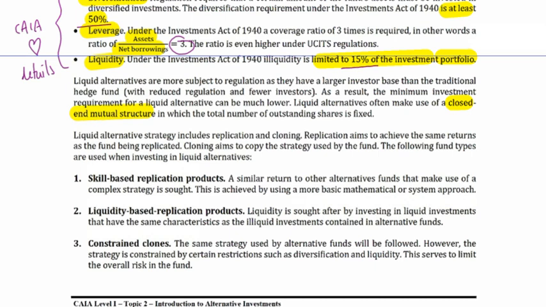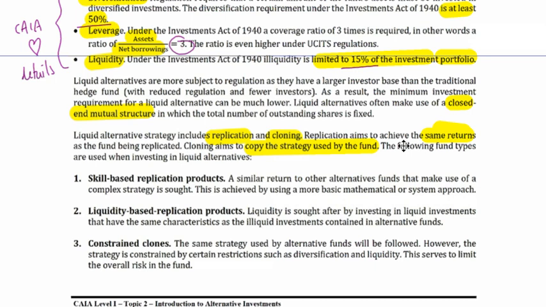Generally speaking, liquid alternative strategies include what we call replication, which means wanting to achieve the same returns as whatever is being replicated. We've also got a term called cloning. Cloning aims to get a similar return picture, but it aims to copy the strategy of the fund, whereas replication wants to get the same returns. It doesn't necessarily have to use the same strategy, but it does want the same returns. So that's the difference between cloning and replication.